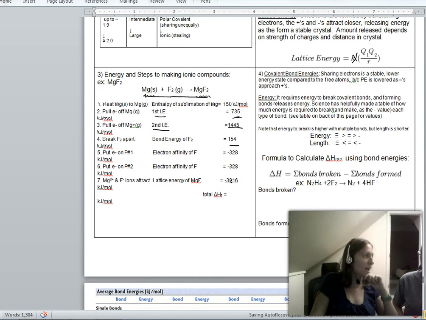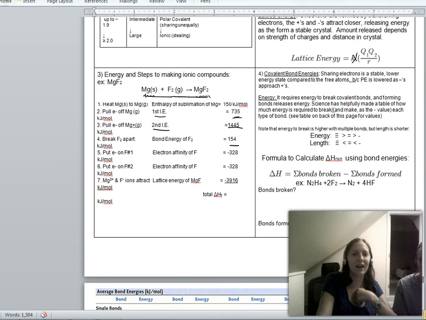You get a lot of energy out when you let those charged ions attract each other and form a stable bond. Sure, bond. Let's call it an ionic bond. That's what it is. And so our total ΔHf is, oh, I don't know.